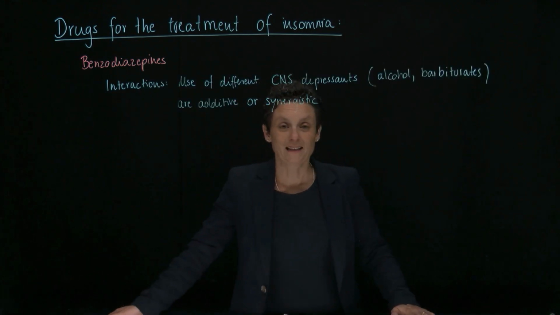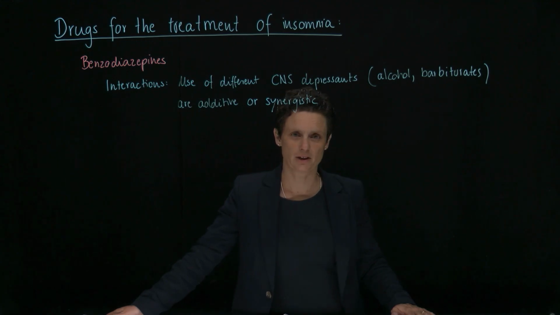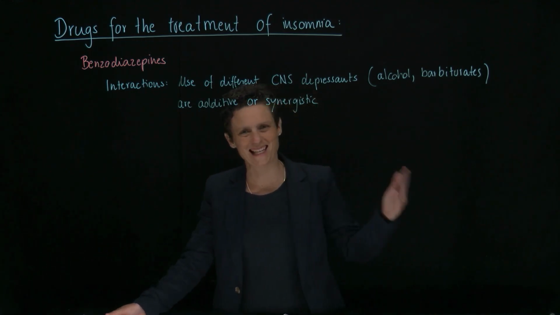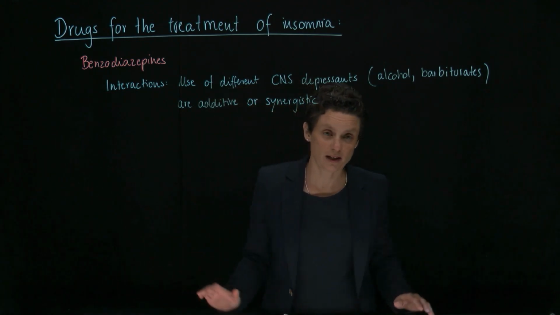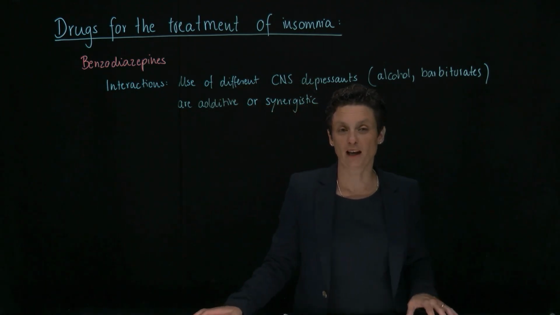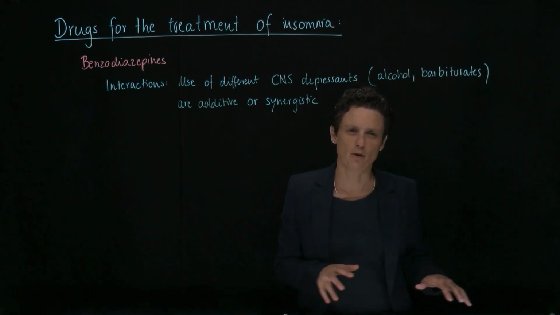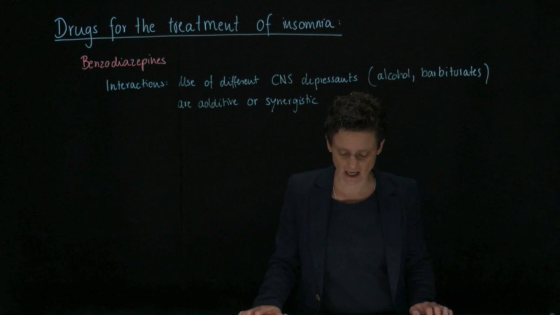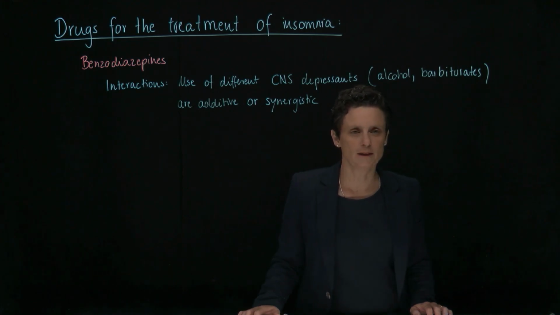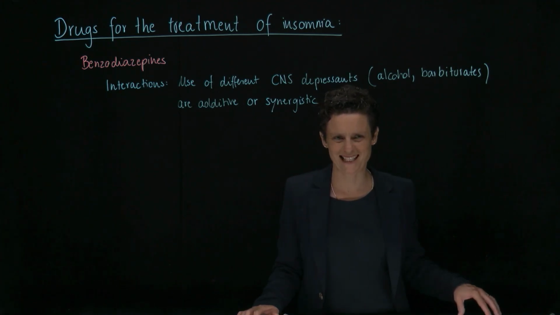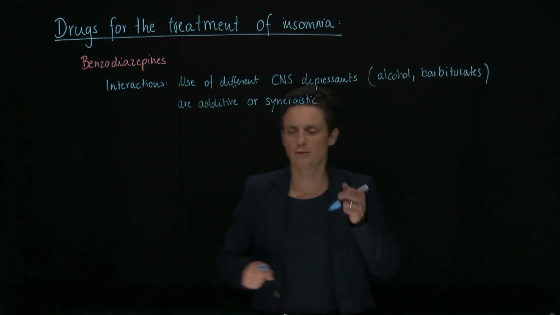Let's also talk about some interactions. The benzodiazepines are characterized as CNS depressants because they depress the central nervous system, as well as alcohol, as well as the good old barbiturates. They all have a very similar mechanism of action, and they all have in common that they induce a dose-dependent CNS depression. So what does it mean?